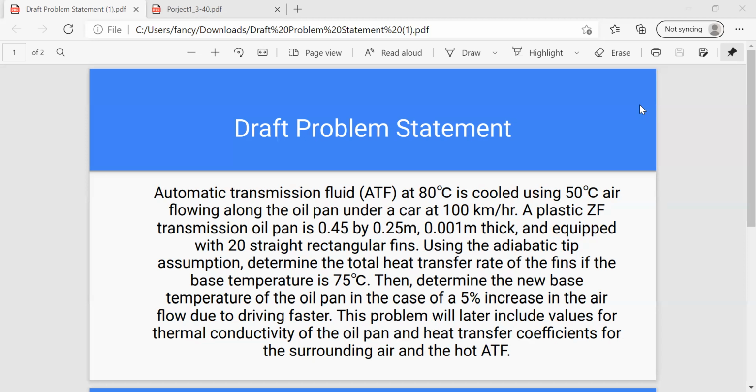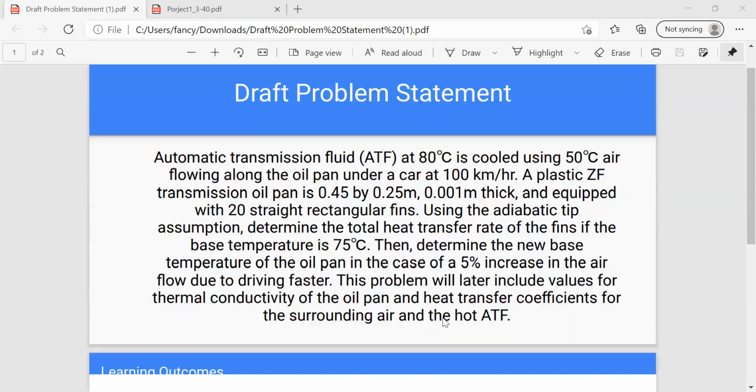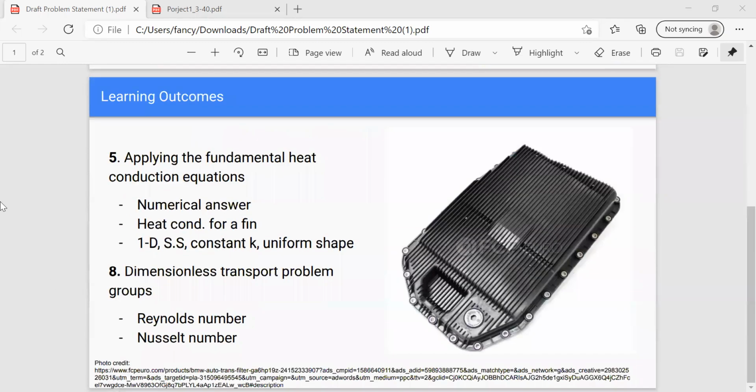This problem will later have values for the thermal conductivity of the oil pan and the heat transfer coefficients for the surrounding air and the hot automatic transmission fluid. I just don't know how to find those yet. So hopefully those are the only values that I need and that it's not flipped. And this is just a general picture of an automatic transmission oil pan.